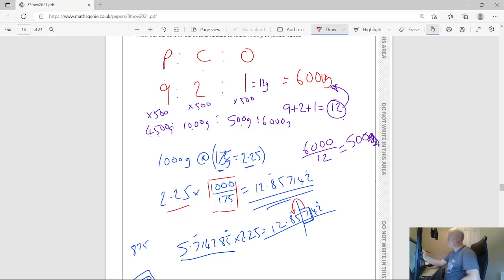Add the number of parts, get 12. Divide 6,000 by 12 to get 500 lots of each mix. Times each ratio by 500 to find out how much cheese we need: 1,000 grams. Divide the 1,000 grams by 175. That's going to give me 5.7 and some oddments. Times it by £2.25 each set of it. That's going to give me £12.85, and then remember, round that 7 up to £12.86.